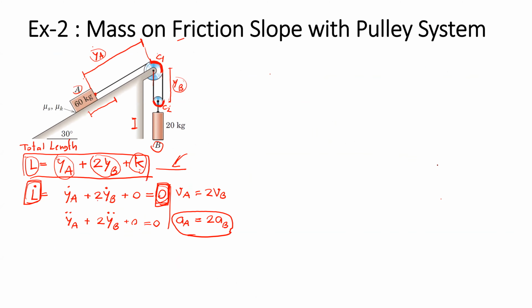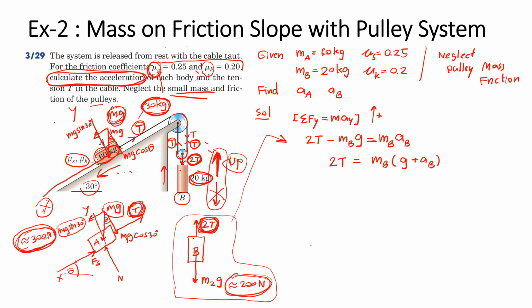We know the relationship between the magnitude of acceleration AB and AA, right? The AA is always double of AB. So in this step, I want to leave it in terms of the tension in the cable. Tension in cable is equal to the mass of B divided by 2 and multiplied by G plus AA per 2.